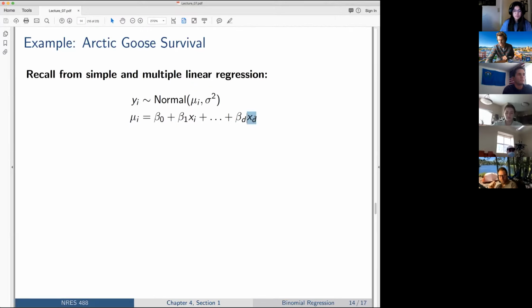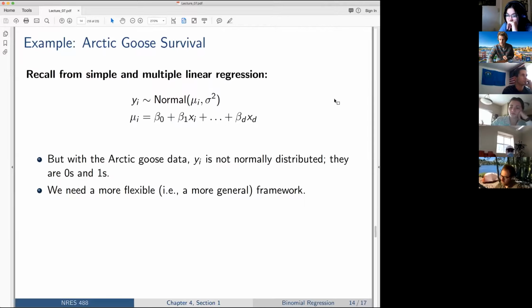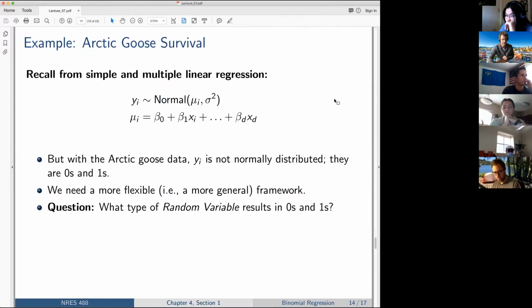All right, so this is what I said already with the Arctic goose data. Yi is not normally distributed. They are 0s and 1s. So we need a more flexible framework to deal with these types of data, or a more general framework, and that's why we get the name generalized linear regression. We're still going to be interpreting things very similarly, except we need something that allows us to deal with these 0s and 1s.